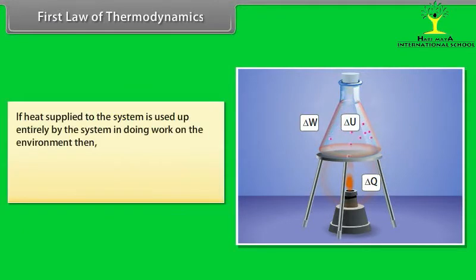If heat supplied to the system is used up entirely by the system in doing work on the environment, then delta U is equal to 0. It gives delta Q is equal to delta W.